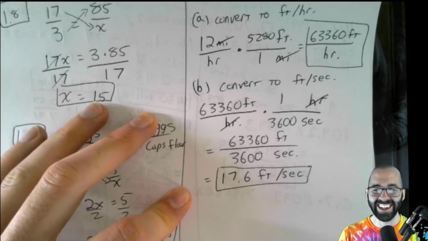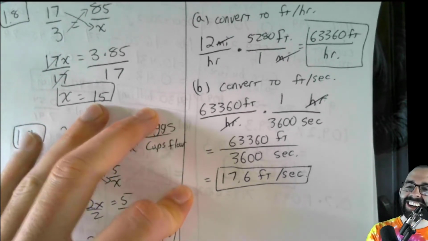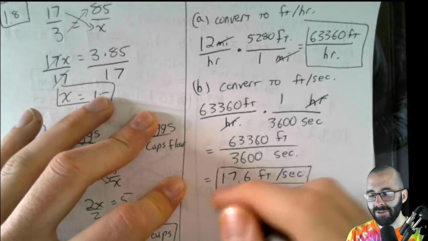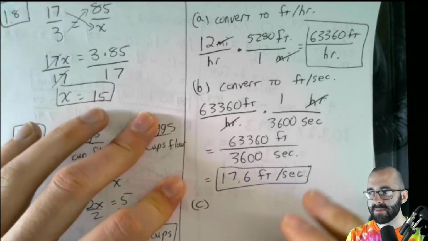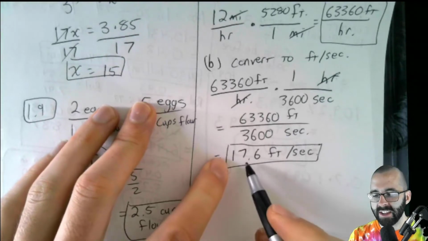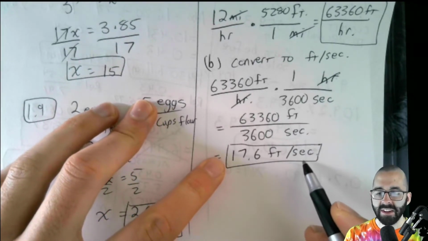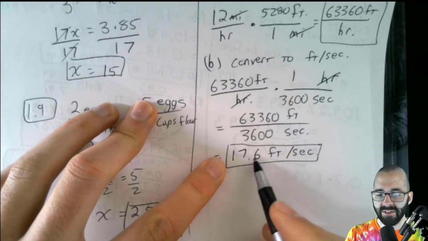It's too weird. Part C. How many feet will the bicycle travel in 50 seconds? Well, it's traveling this many feet every second. So in 50 of those seconds, it's going to do 50 of these distances.